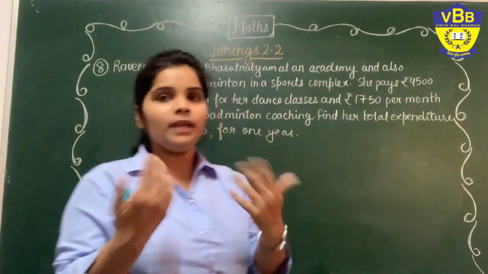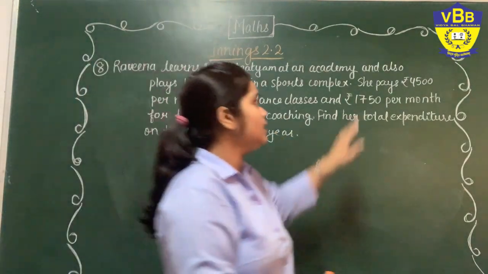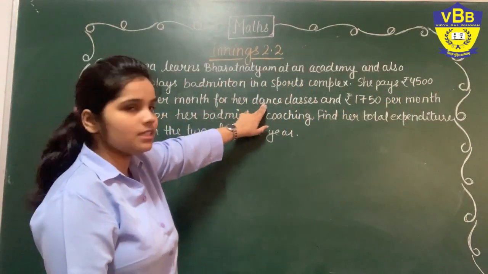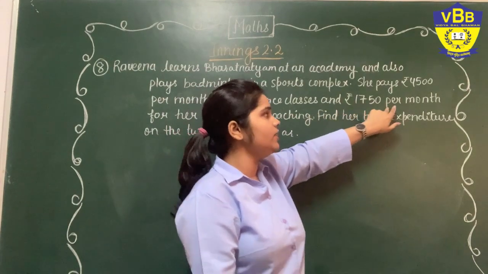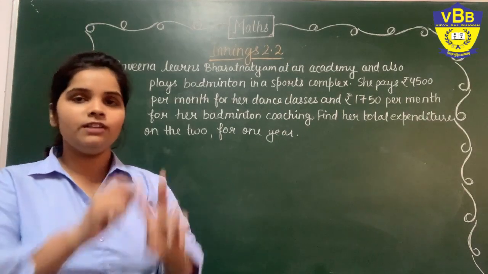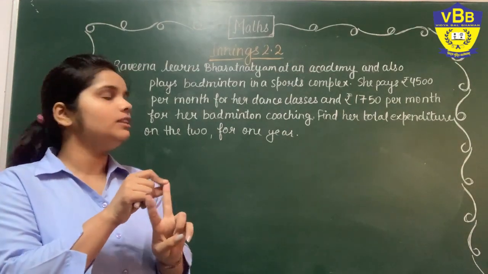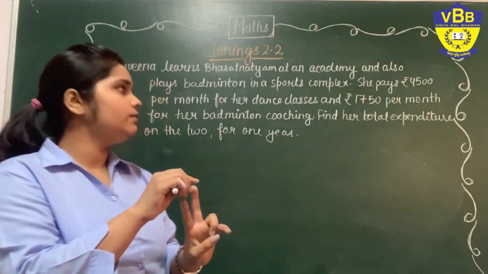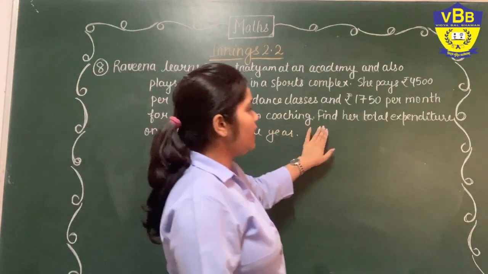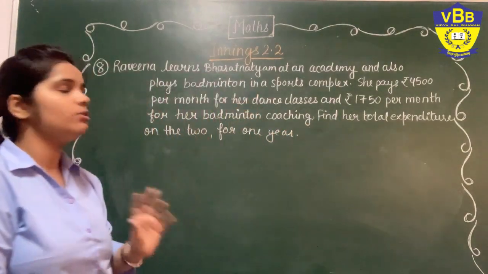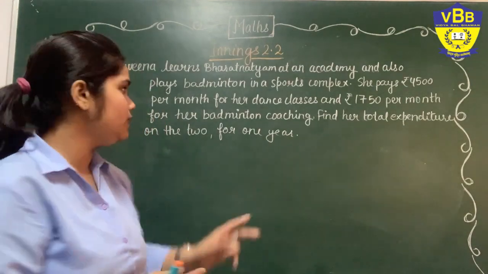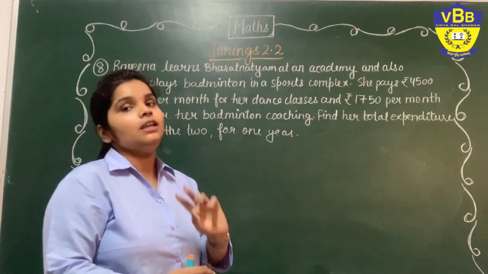So she has to pay the monthly fees for both of the activities. She pays 4,500 rupees per month for her dance classes and 1,750 rupees per month for her badminton coaching. Now find her total expenditure on the two. The question is asking: tell the total money she is spending on the two activities for 1 year.